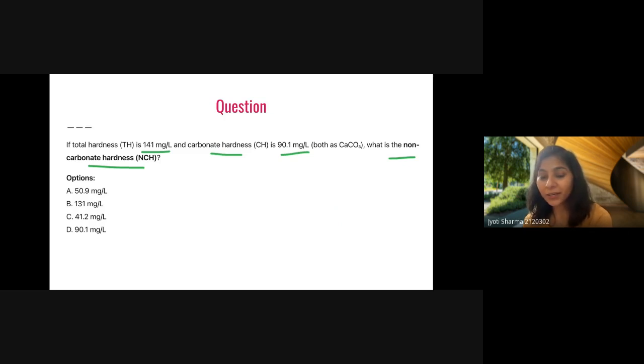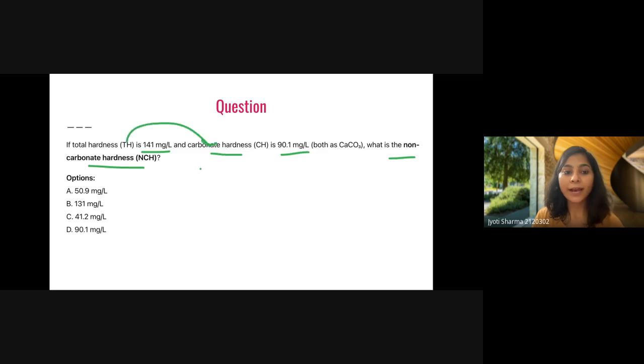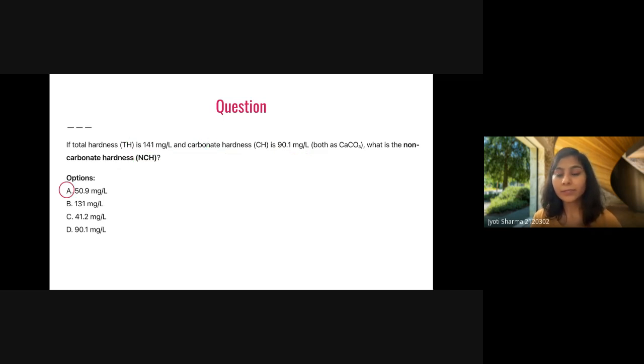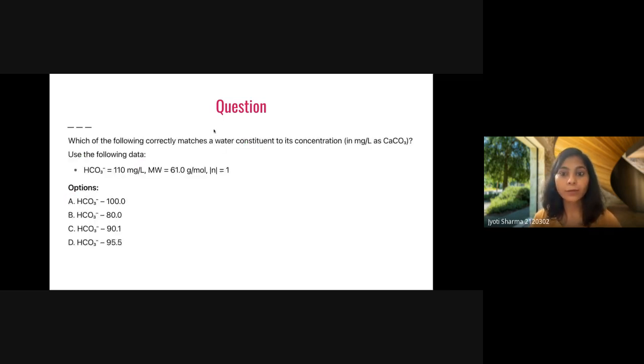Anjali gave me an answer, that is 50.9. Then obviously this will be the answer, because total hardness is due to carbonate and non-carbonate, and if we are subtracting this 90.1 from 141, then we will get an option, right? Then yes, A is the right one.